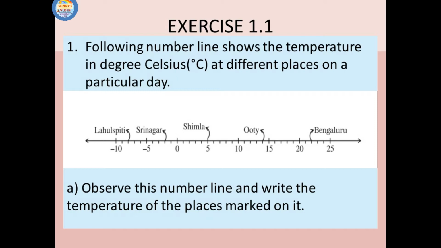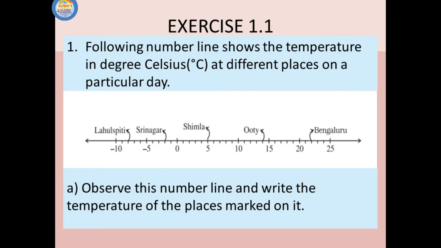You can see the number line and the temperatures and the name of the places are marked on it. Now you have to list the temperature of the places marked on it. So let us see with the left side. That is first one, Lahul Spiti.